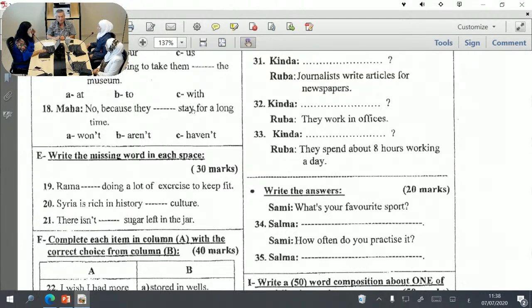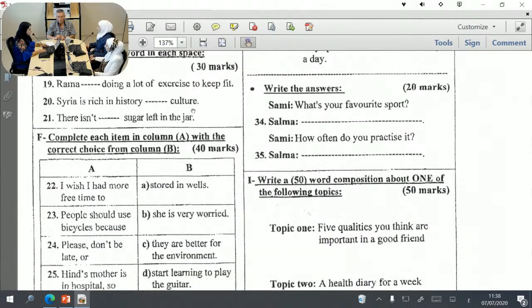So if it is in the present, they cannot answer in the past. Yes, pay attention to the tense. The last question is about the composition. They have to choose. They have 2 choices. They don't need to write both of them. One is enough.